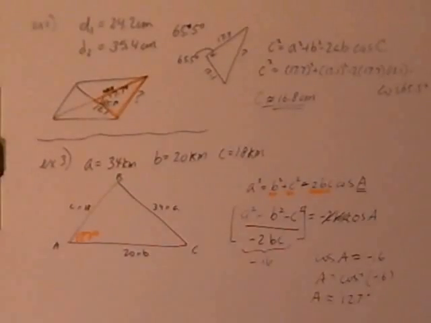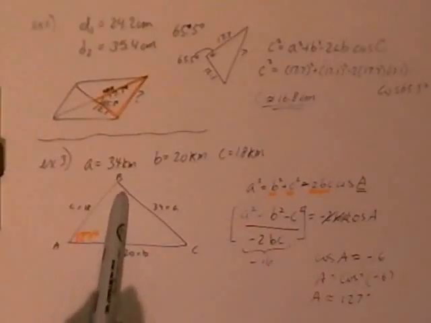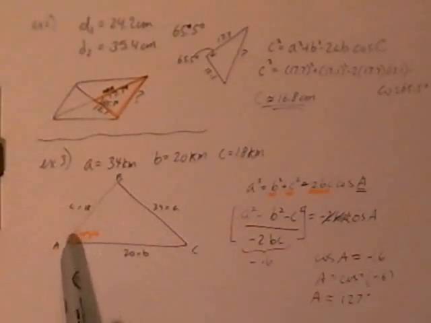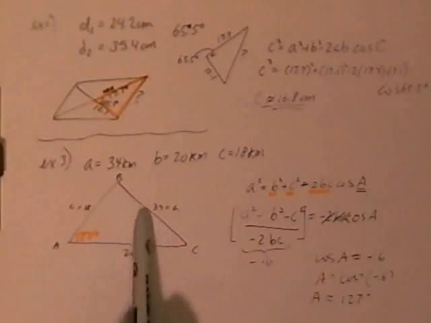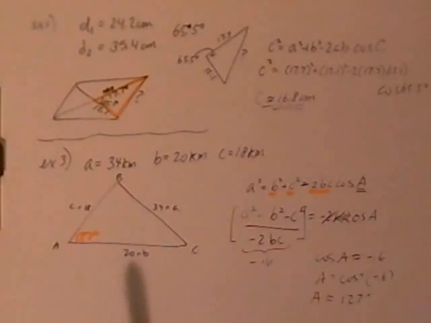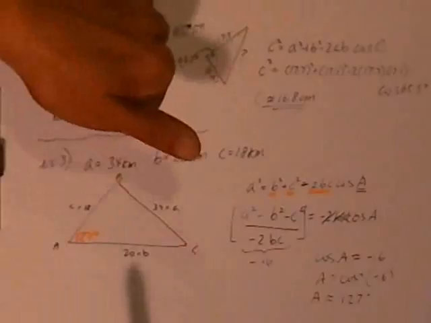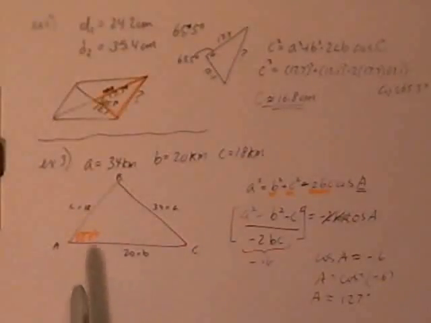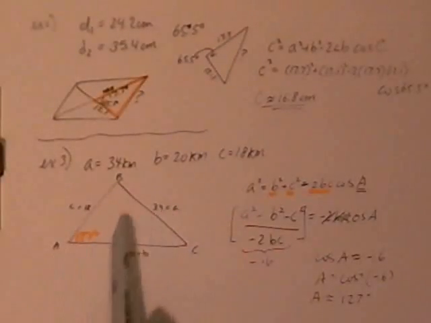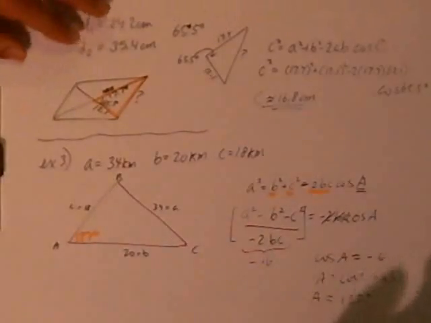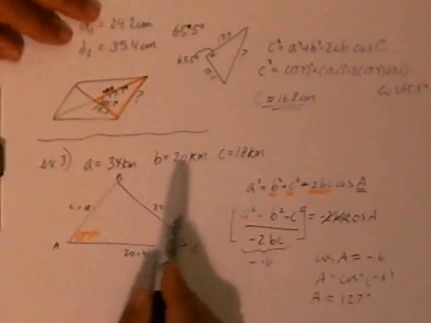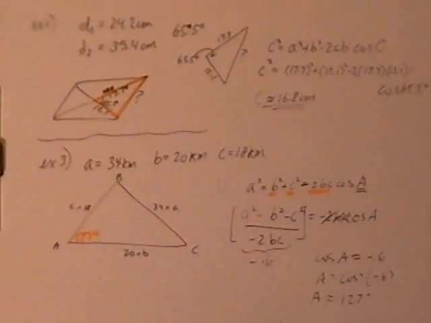Quick note, notice that this angle is 127 degrees. That big angle, opposite is the big side. So the quick check says that the rule of thumb works pretty good. The rule of thumb is opposite biggest side, opposite biggest angle. So that's the SSS case where you don't have any of the angles.